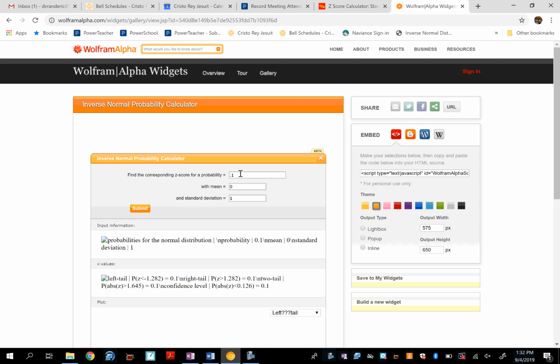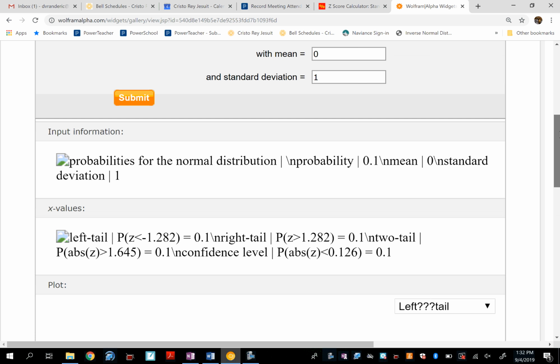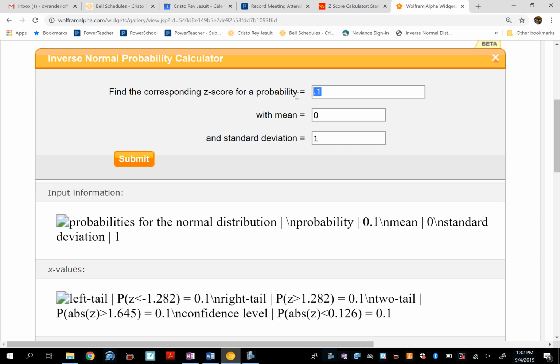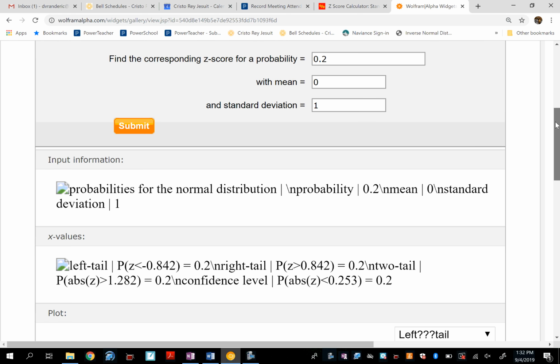All right, so do you guys see where it says find the corresponding Z-score for a probability? I feel like I have to zoom this one in. That's a little small. Everyone see it? Okay, do you see where it says 0.1? We're going to change it to 0.2. We know mean is 0, standard deviation is 1, so that's going to spit out a Z-score. All right, do you guys see right here where it says probability for the left tail is Z is less than negative 0.842? That's our Z-score.